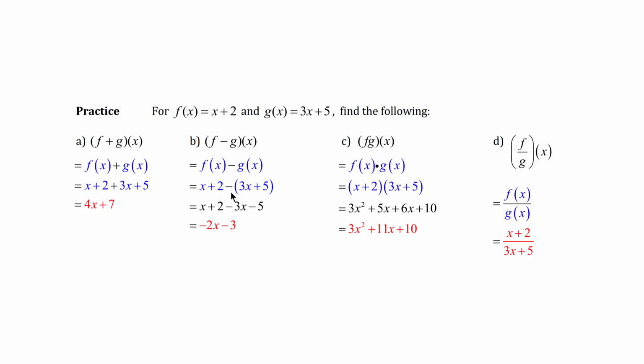First, we distribute the negative inside the parentheses, and then we bring down all the other terms. We get x plus 2 minus 3x minus 5. After simplifying, the final result is negative 2x minus 3.